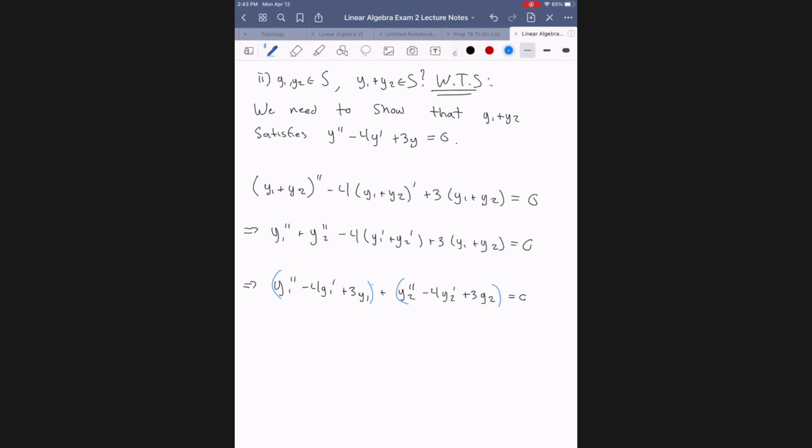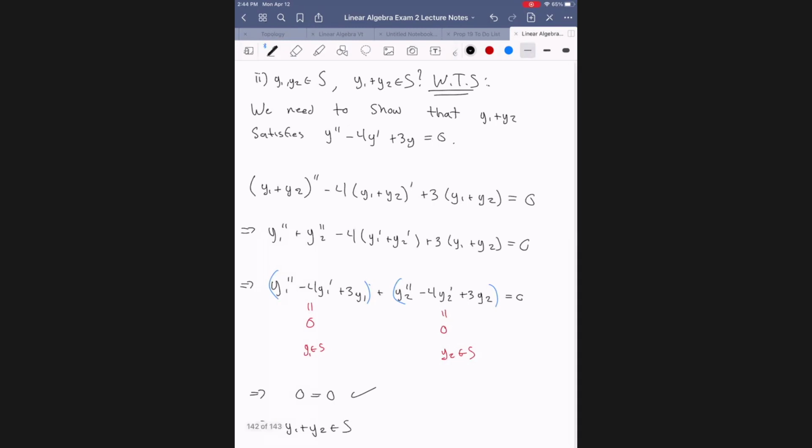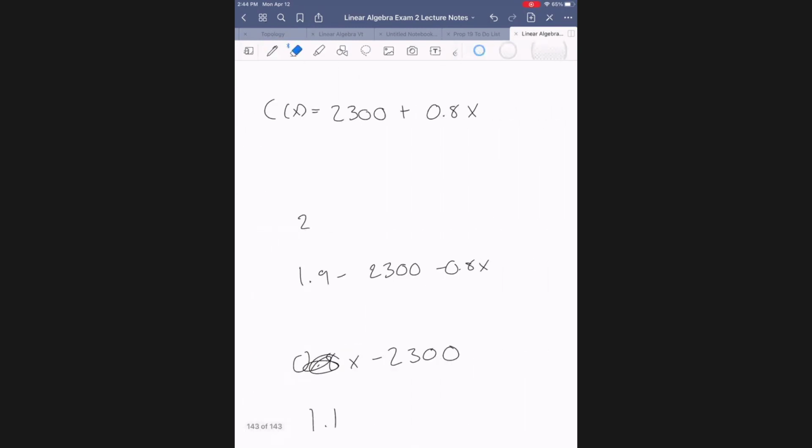So they said a subspace condition. Yeah. So these have to be 0 necessarily because y1 is in S and y2 is in S. So that means that you get 0 equals 0. So y1 plus y2 is indeed in S, right? Okay, so it's closed under addition.